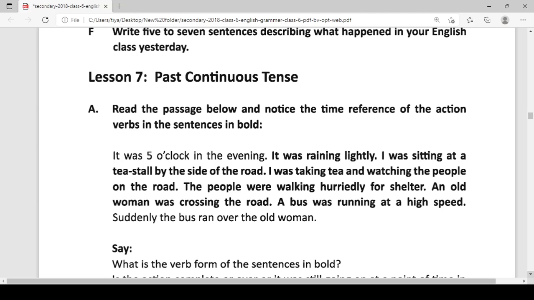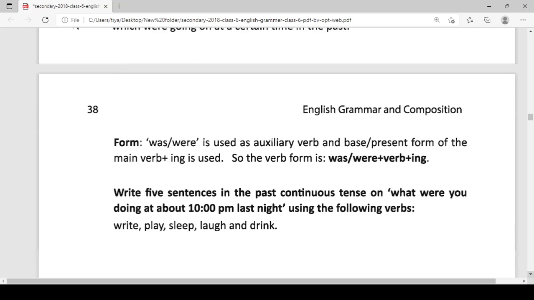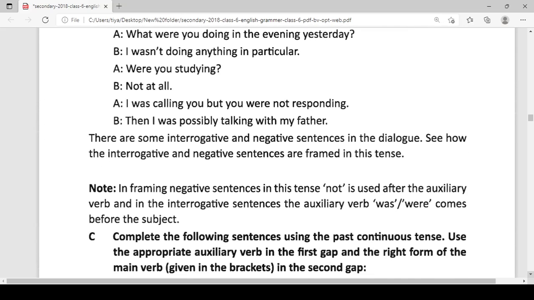So try to understand what the past continuous tense is. What were you doing yesterday evening? I wasn't doing anything in particular. Were you studying? Not at all. I was calling you, but you were not responding. So please try to understand how we can identify the concept, and what the concept is talking about.